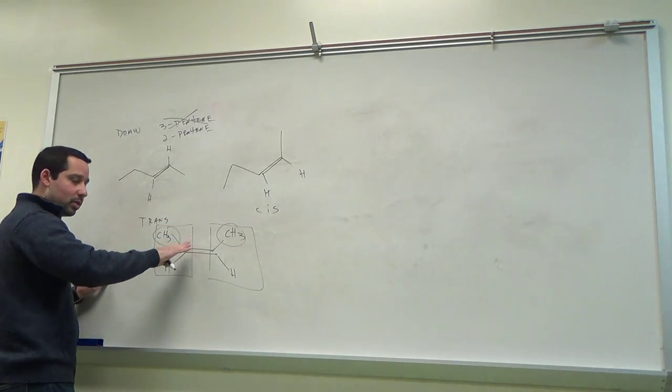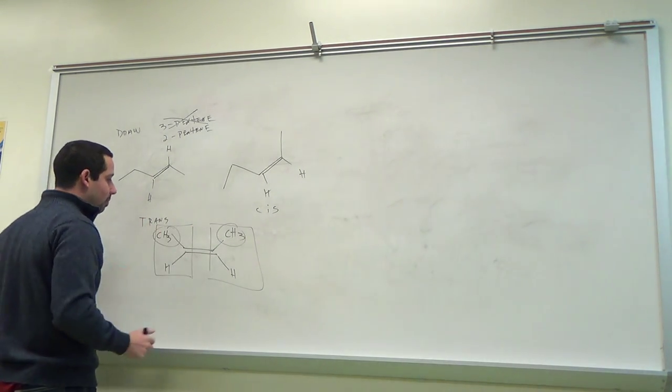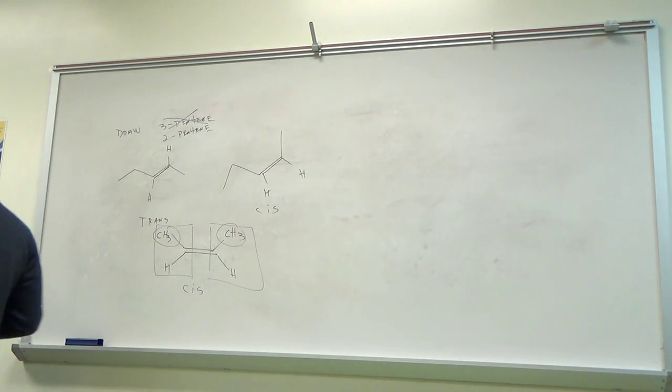The two highest priority are on the what of this double bond? On the top. They are on the same side of the double bond, so they call this cis, for same side.